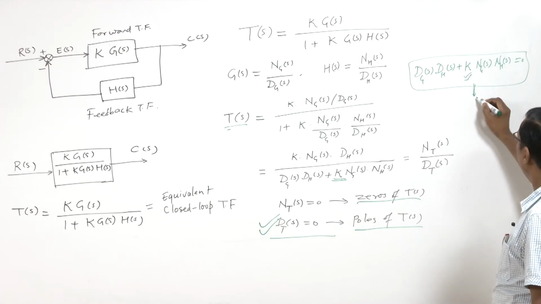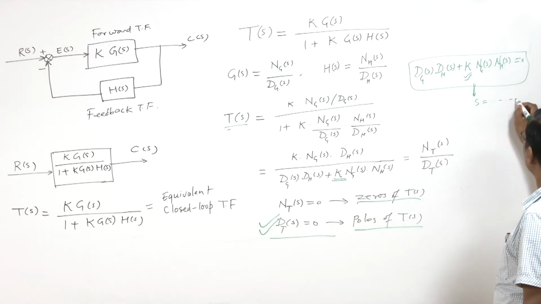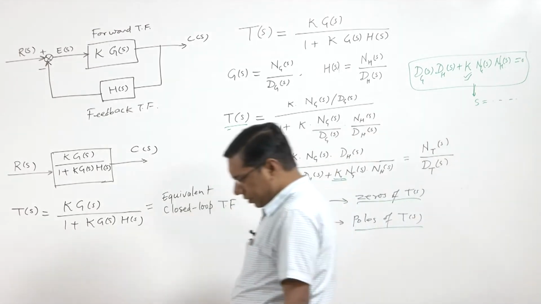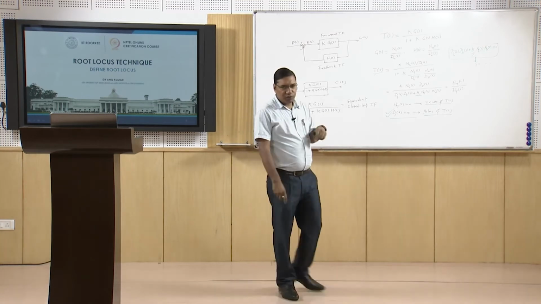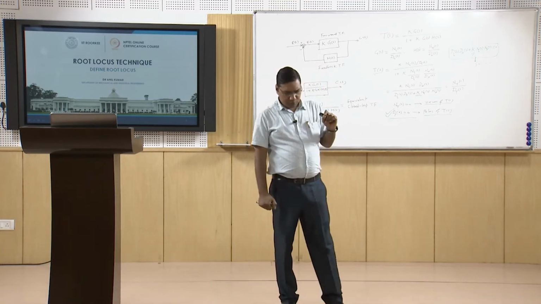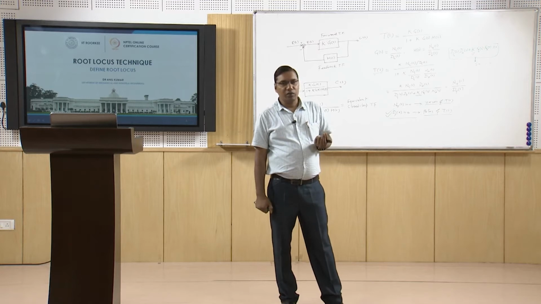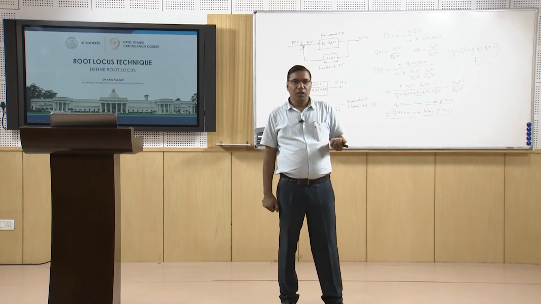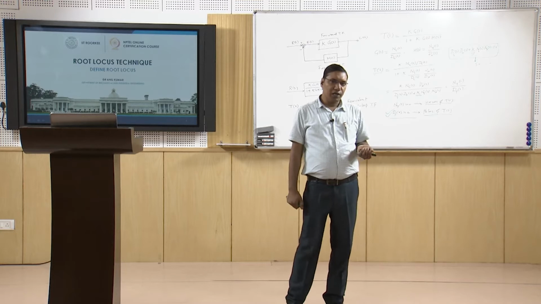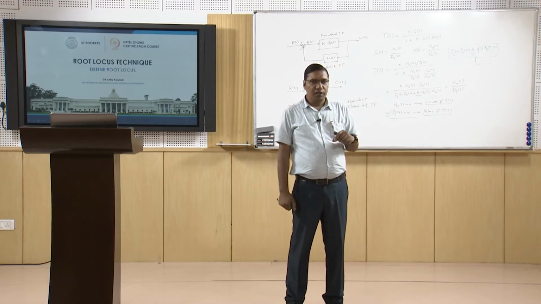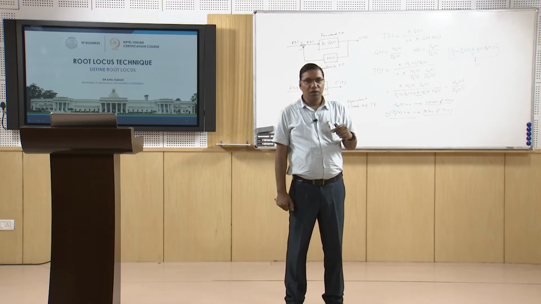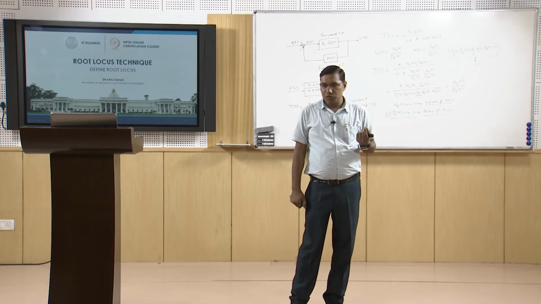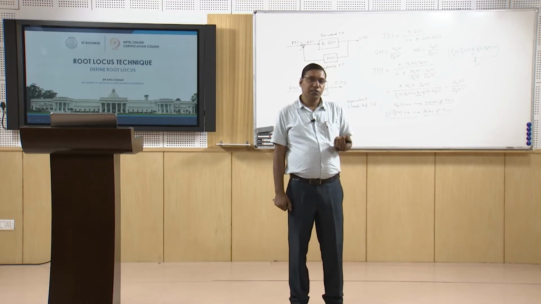We can find the value of s, that is the poles of the equivalent transfer function. Once we obtain the values of the poles, we can tell whether these poles are in the left half plane or right half plane. So we can say whether the system is stable or not, or if we know the location of poles, we can also tell about the transient response of the system.